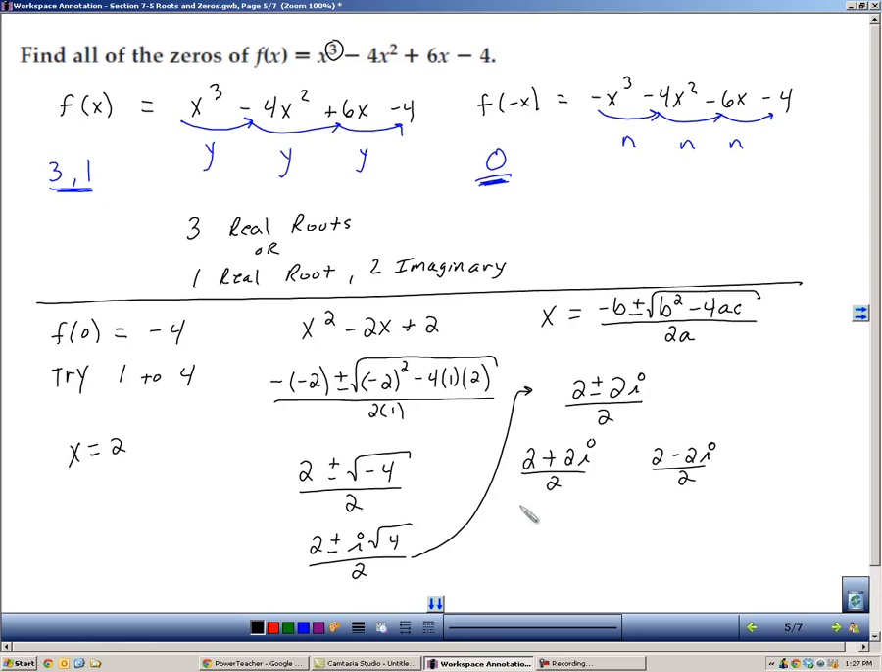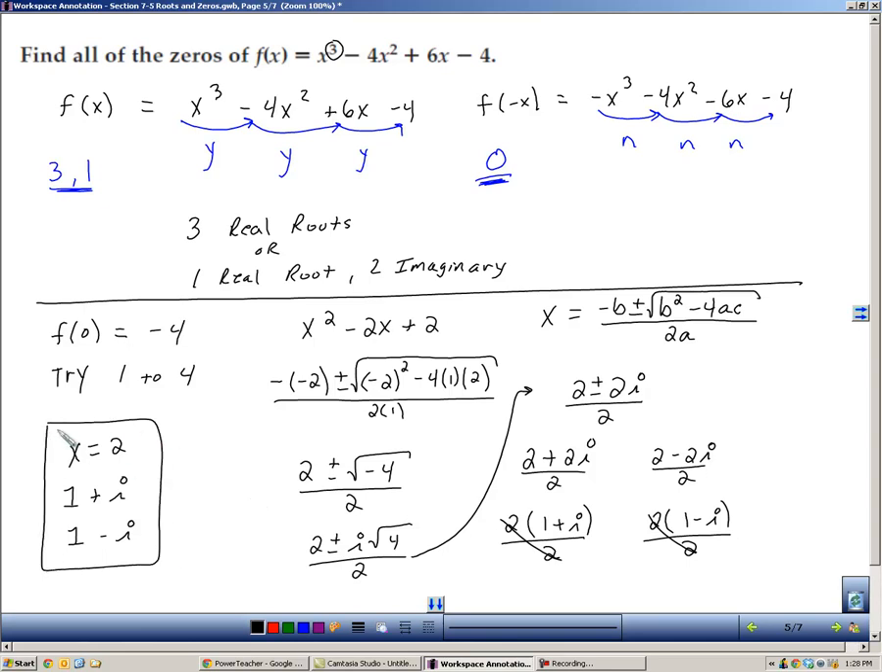Simplifying one step further, I can take a 2 out, leaving (1 plus i) over 2, and then cancel the 2's. Same thing over here: take a 2 out, (1 minus i) over 2, cancel the 2's. So that's going to leave me with 1 plus i, that's one of my solutions, and 1 minus i, that's another one of my solutions. So you can see here, my solutions were 1 real and 2 imaginary, which I said was one of my possibilities at the very beginning, by doing Descartes' rule of signs.